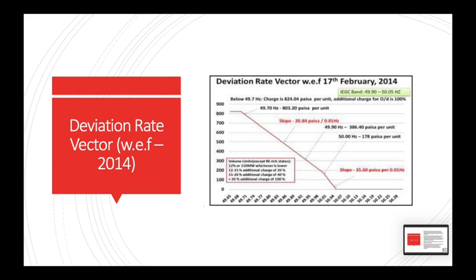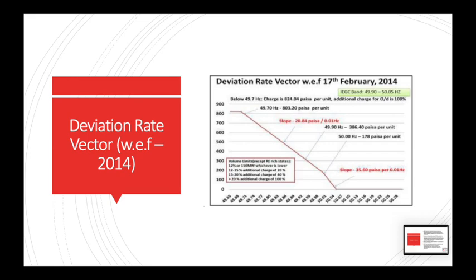So at 50 hertz, the rate is 1 rupee 78 paisa. At 50.05, the rate is set at 0 paisa. So during this 0.05 hertz change in frequency, the rate reduces from 1 rupee 78 paisa to 0. So for every 0.01 hertz change in frequency, the rate changes by 35.60 paisa. Now, how does this vector actually affect you?